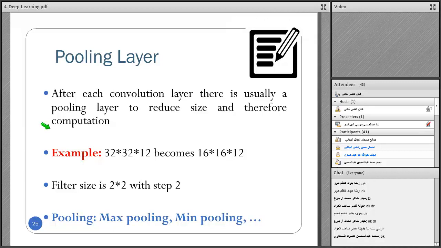Okay, what do I mean? For example, as I said, the pooling layer is after the convolution layer. For example, if the size of the output of the convolution layer is 32 multiplied by 32 multiplied by 12, this is the size of the output. This means that we have 12 filters, and this is the size of our input.